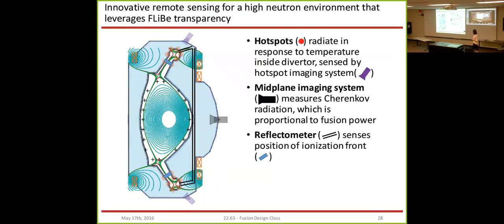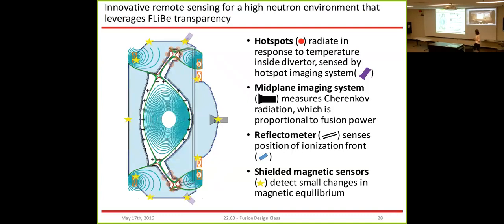The next set of sensors are reflectometers. Now, we've talked a little bit earlier about how we're going to be running in ARC with this ionization front that is a little bit up the leg of the diverter. And the reflectometers, which are symbolized here by their waveguides, will allow you to tell where that ionization front is. And by sensing that position, you'll be able to get some understanding of how your plasma is behaving and also to control it. The final set of sensors are shielded magnetic sensors, which will sit outside the FLIBE tank. And these will allow you to detect small changes in the magnetic equilibrium.